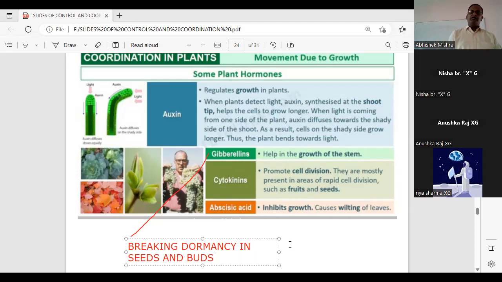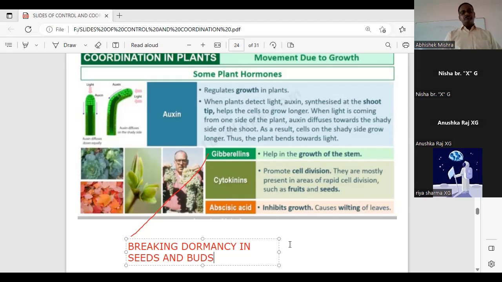And when the seeds germinate, we say the dormancy has been broken. So, who breaks this dormancy? It is the gibberellin which breaks this dormancy. Now, if we come to the function of the cytokinin, the cytokinin promotes cell division.